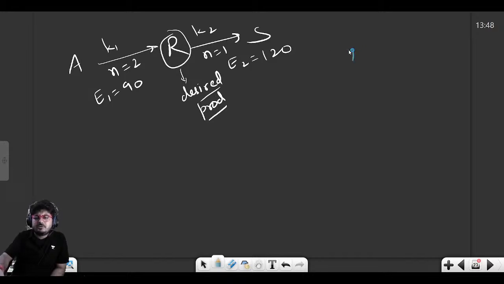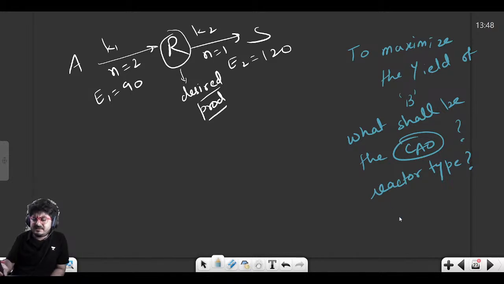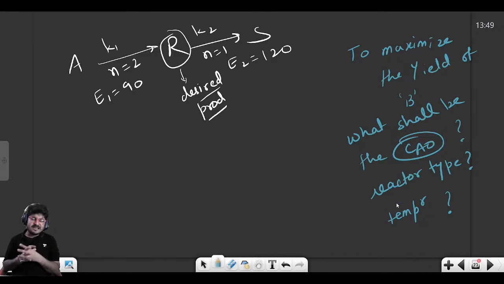So tell me now, to maximize the yield of R, to maximize the formation of R, what shall be the initial concentration, high or low? Second, the reactor type, which reactor will you prefer? You have only two choices, CSTR and PFR. And third, the temperature. What do we have to keep? Concentration CA naught shall be high or low, reactor type CSTR or PFR, or otherwise the temperature high or low. What do we have to keep? Answer.